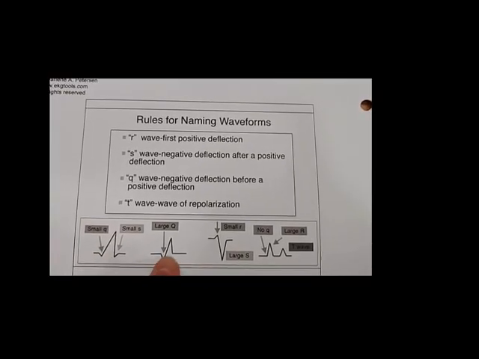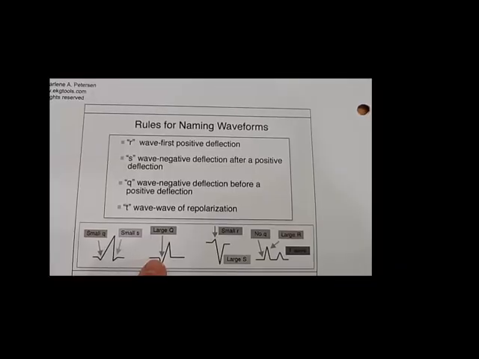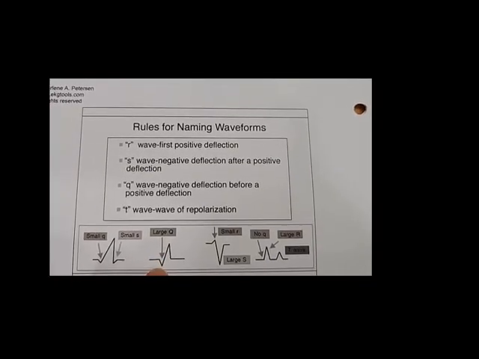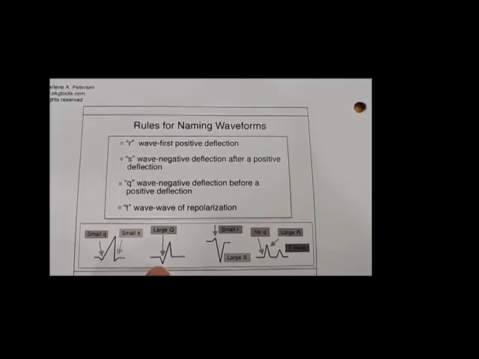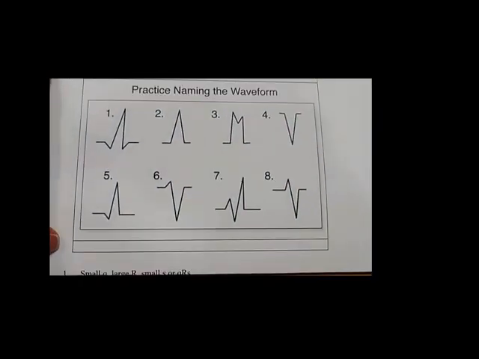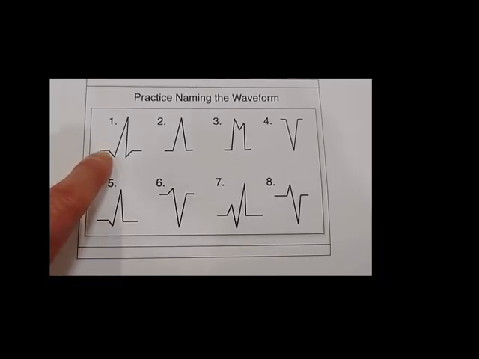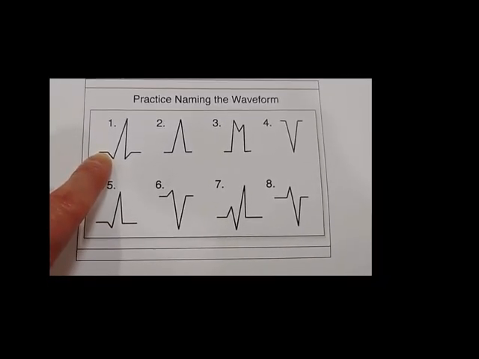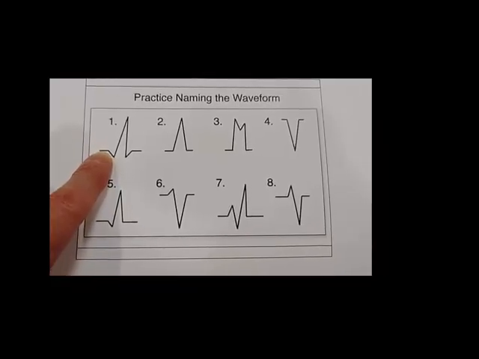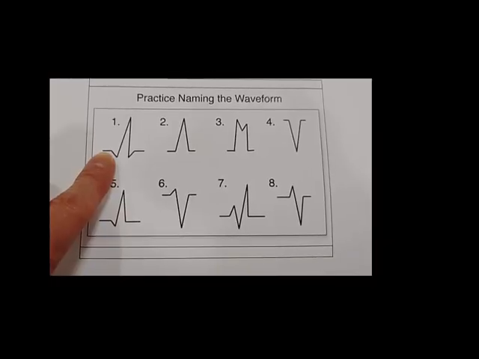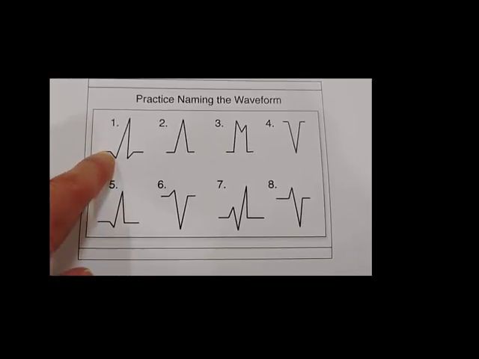And here's an example: isoelectric line, so the end of your PR segment, and then it goes negatively deflected and then positive. That is a large Q wave. So we're going to look at some examples here. When we look at number 1, we have isoelectric line, and then it starts to go downward or negatively deflected as our first waveform. So this complex has a Q wave.